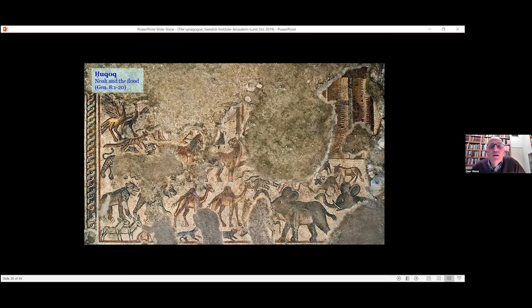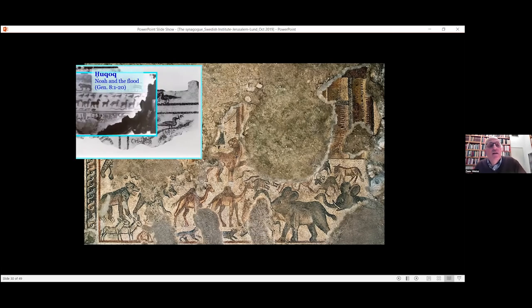So we have here in the first panel the story of Noah and the flood. We see the animals going into what I believe is the ark itself. We don't see Noah, nor the sun, but we do see the animals coming in pairs. We have two camels, two elephants, two leopards, two donkeys, two ostriches, and so there is really no doubt that it follows the story. It depicts the story of Noah and the flood.